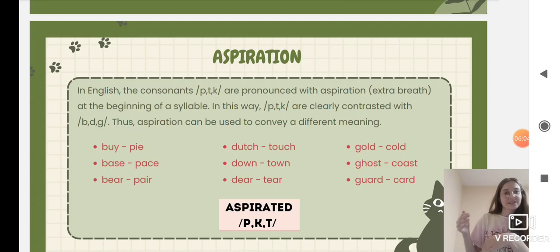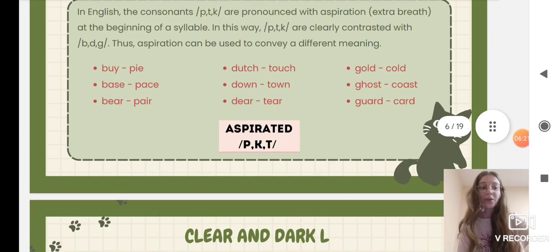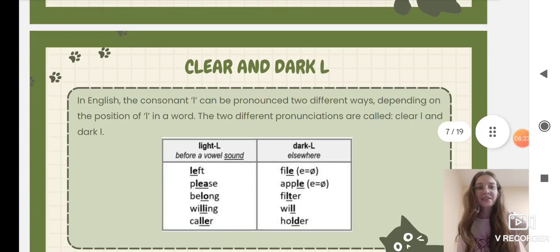Also, we have other examples like base and pace, bear and pear, down and town, dare and tear, gold and cold, ghost and coast, guard and cart. You can notice the aspiration while pronouncing them.